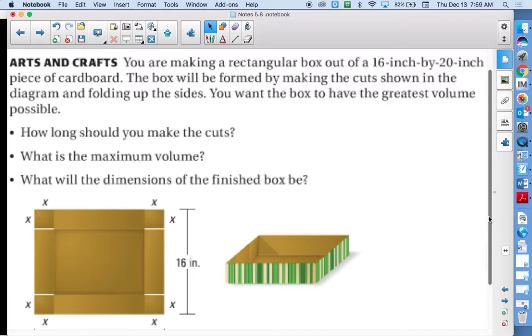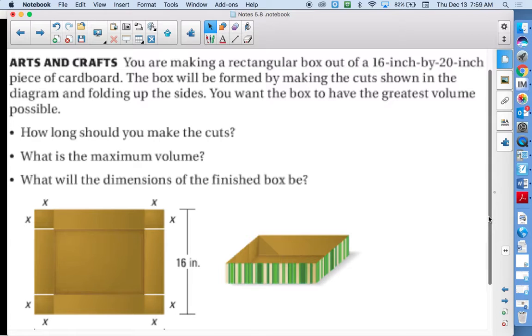So this problem is talking about making a rectangular box. So think about a gift box that you probably have in your house at this point. Our box is cut out of a piece of cardboard that is 16 by 20 inches. So we have this rectangular gift box. The box will be formed by making cuts shown in the diagram and folding up the sides. So if you were actually making your own gift box, which you can get 3 at the dollar store for $1, so why make your own?